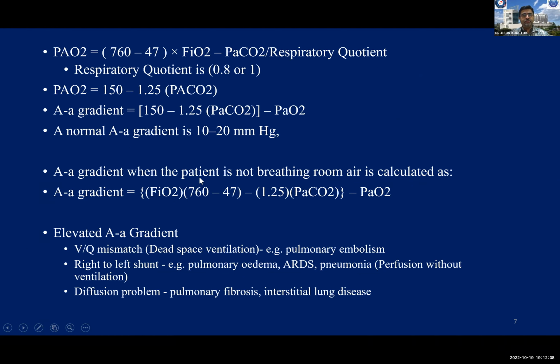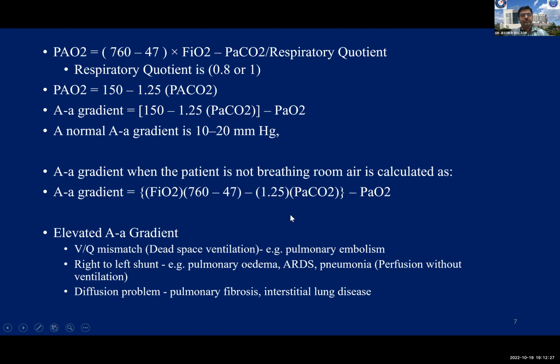When the patient is not breathing room air, it is calculated as 760 minus 47 multiplied by the FiO2. So if the patient is breathing 100% FiO2, you will get this as 100, or 1, right? Minus 1.25 into PaCO2, minus the PaO2 obtained from an arterial blood gas.